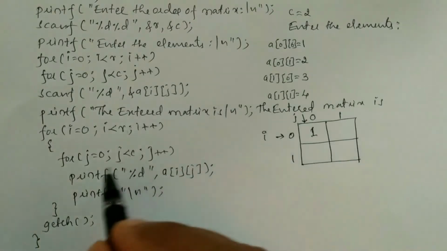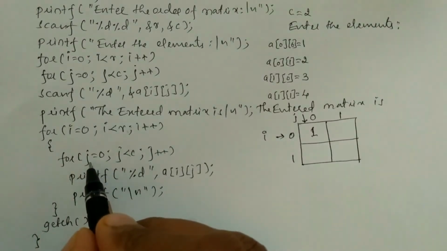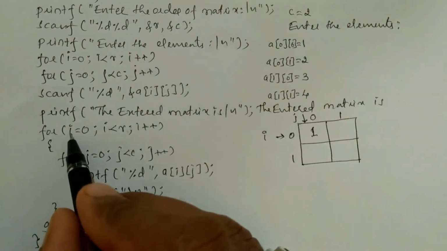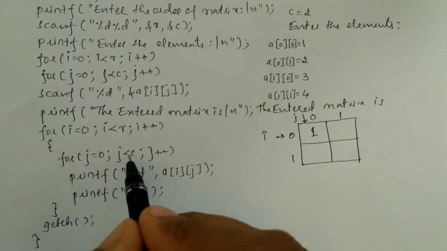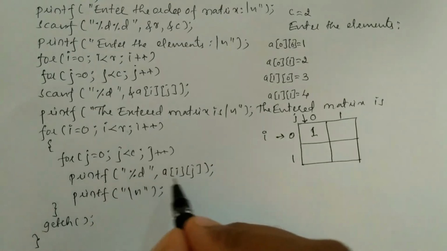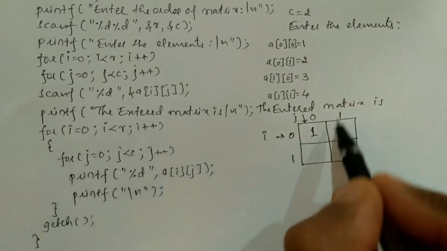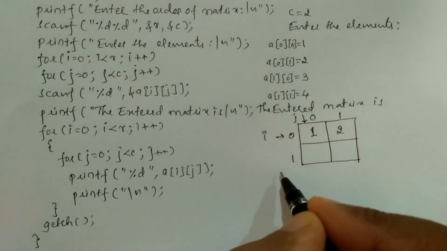Okay. Next, again, the control transfers to inner for loop by incrementing the value of j by 1. Correct? So I was 0, j is 1 now. 1 is less than 2. Yes, condition is true. Once the condition is true, then it is going to print a of 0, 1. So 0, 1 consisting of what? 2. So 2 will be stored here.